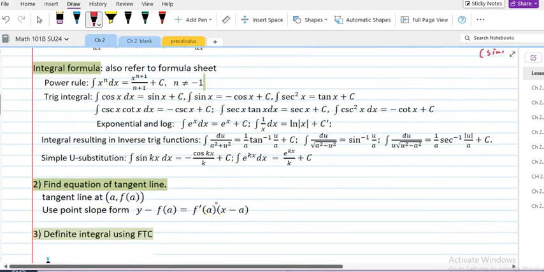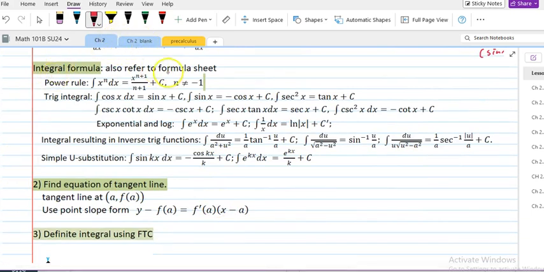Integral formulas: integral is similar to antiderivative, and I will give you an integral card that you can pick up from the math lab. I'll pass you a copy. These are the ones that you know, which are basically the reverse of the derivative formulas. For the power rule, the integral of x to the n is x to the n plus 1 over n plus 1, except n cannot be -1. When n is -1, that means 1 over x, and your integral is ln absolute x.